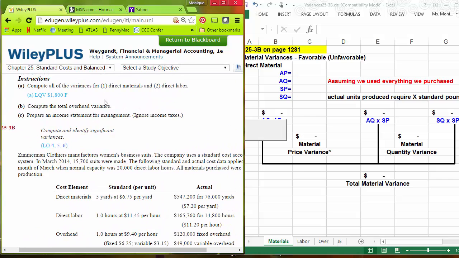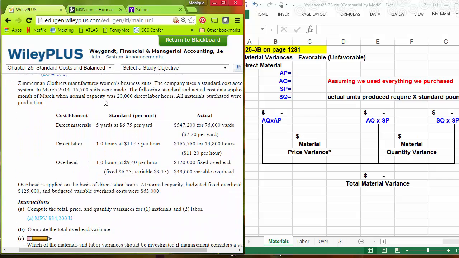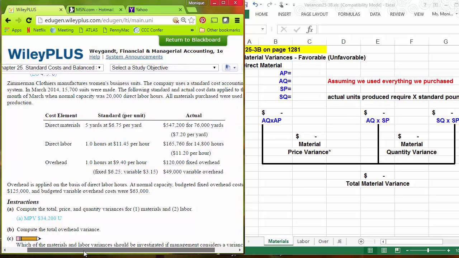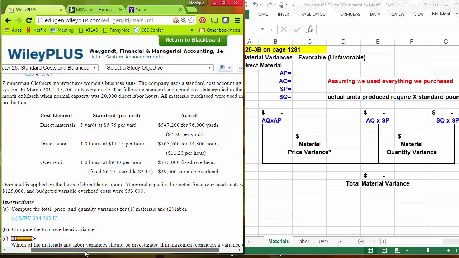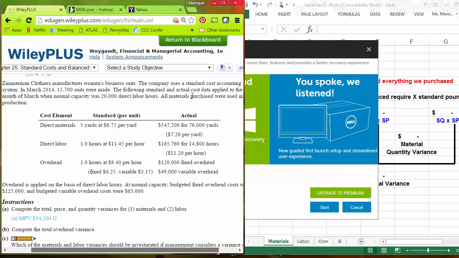You can't see everything, but I'll do my best to read what we have here on the screen. We have Zimmerman Clothier. They manufacture women's business suits, and they use a standard cost system. And in the month of March, they actually produce 15,700 suits. So these are the actual units.